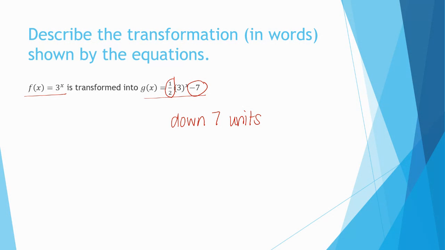Again, remember adding or subtracting outside the parentheses, outside the exponent, outside the radical, outside the brackets means that I'm moving my graph up and down. I'm not moving it left or right because I don't have anything with that x in the exponent. What I do have is a multiplier out front, which is less than 1. So my graph is actually shrinking vertically.